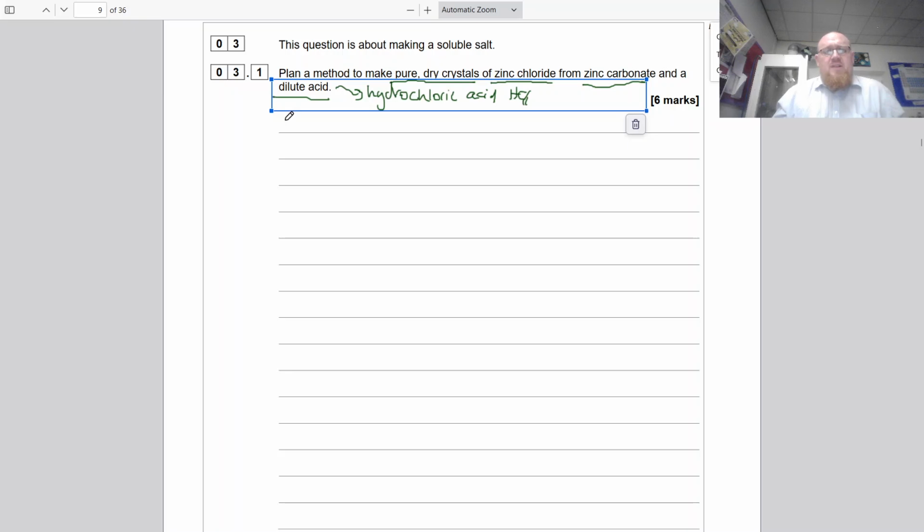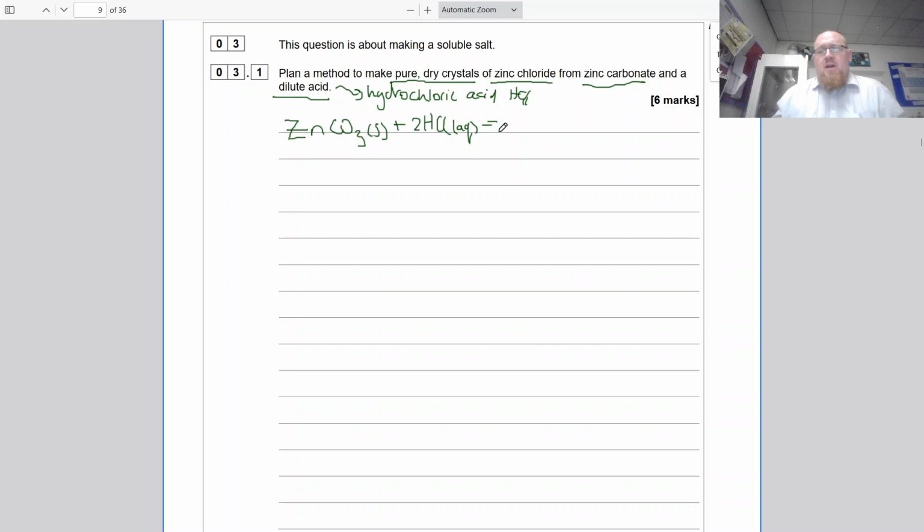So we know that ZnCO3, which is a solid, plus our 2HCl, which is an aqueous solution, will make our ZnCl2, probably as an aqueous solution, plus some water, which is a liquid, and we'll have some CO2 coming off that as well, which is of course a gas. So that just focuses on what we're going to be using.